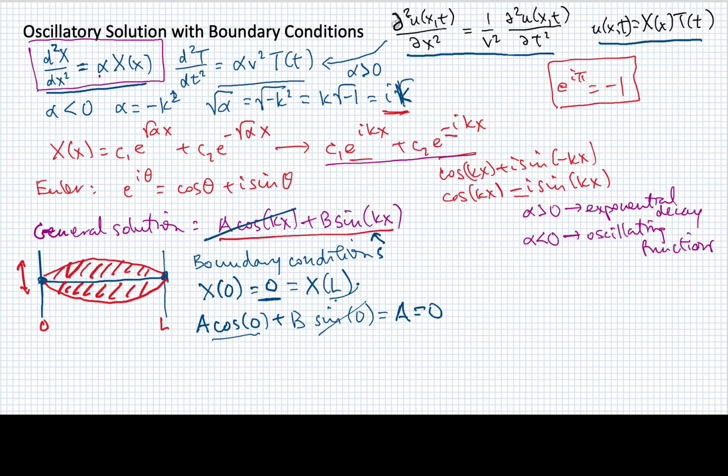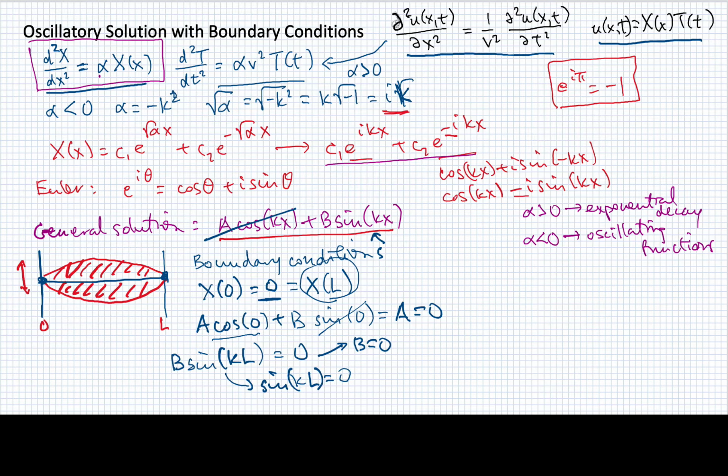Okay, what about the other boundary condition? At x equals L, I'm going to have b sine of k times L, and that's equal to 0. Now I can solve this two different ways. I could say b is equal to 0, but that will give me what I would call a trivial solution. If my function is just 0 for all time, that's not a very interesting solution. So what is the other possibility? The other possibility is that I set sine of kL equal to 0.